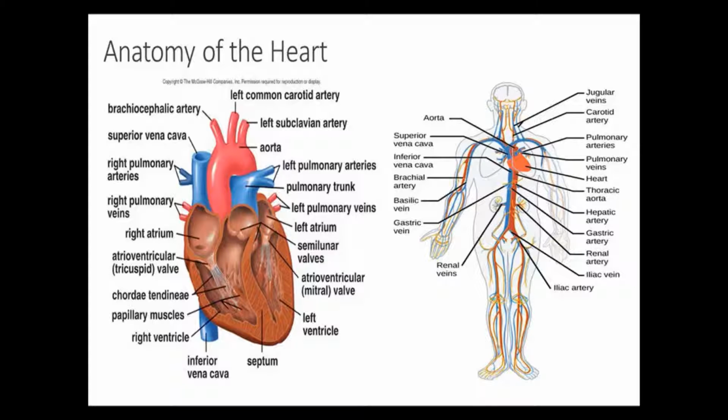The atria are thin-walled, low-pressure chambers that store blood before it enters the ventricles. The smaller right ventricle pumps blood to the lungs, while the larger, more muscular left ventricle pumps blood into the aorta, which is the major artery of the body.